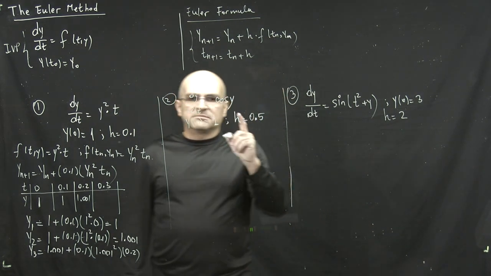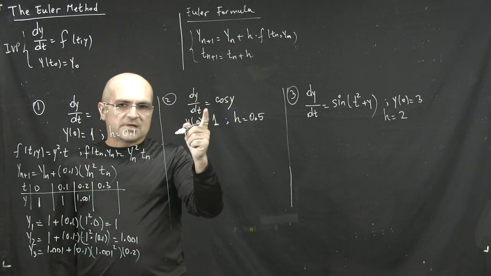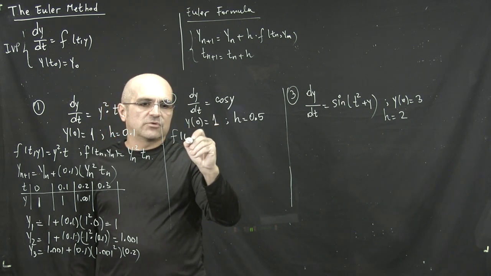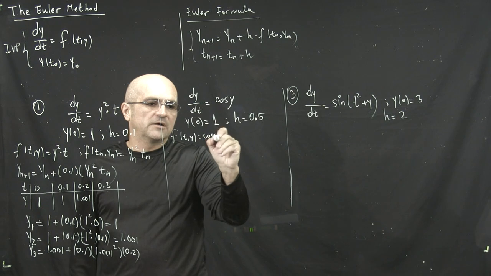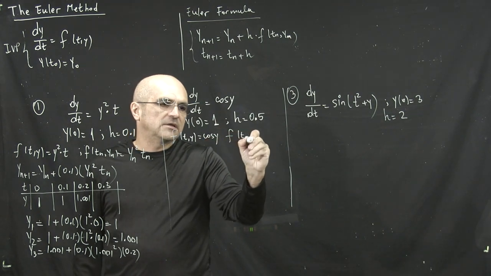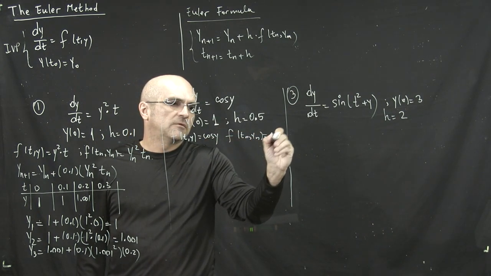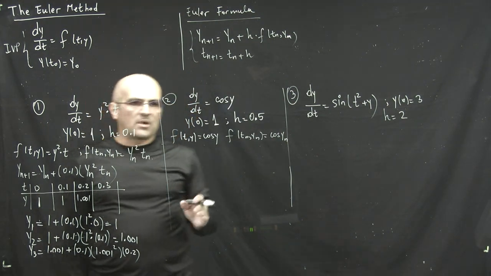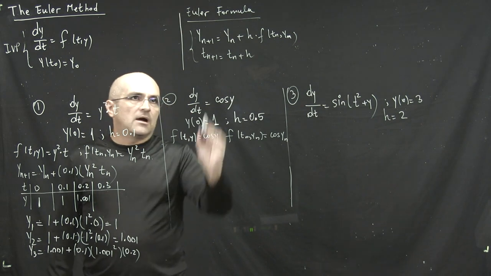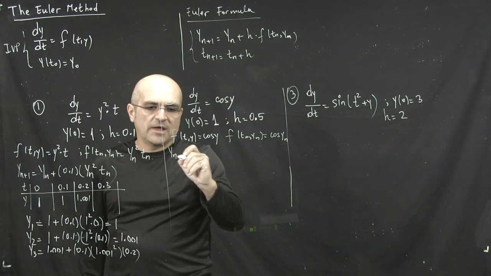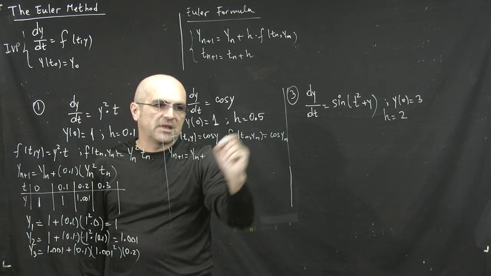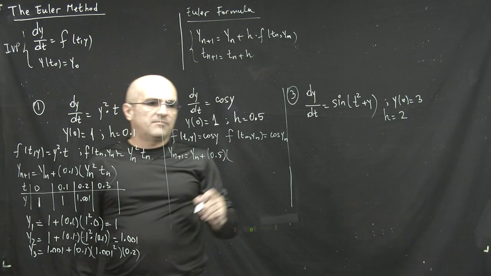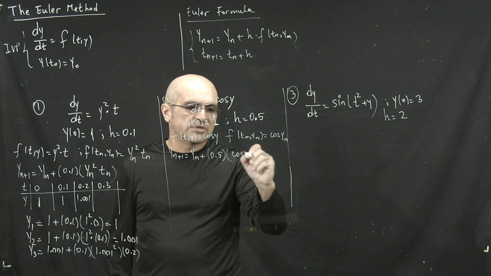Now notice sometimes it happens that there is no t on the right hand side. That's perfectly fine. When you write down f of t and yn, so f of t, y is cosine of y, f of t and yn is simply cosine of yn. So it doesn't have to depend on t necessarily. The Euler formula works just as fine. So it looks like this: yn plus 1 equals yn plus h, which is 0.5, times f of t and yn, which is cosine of yn.